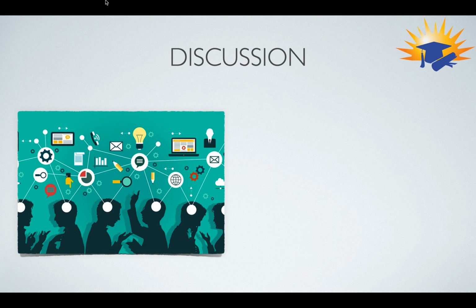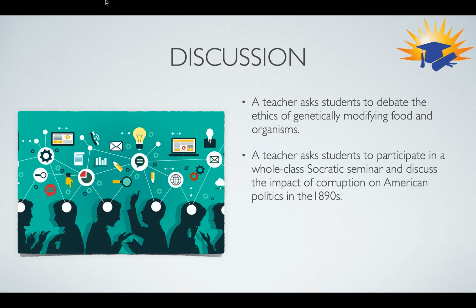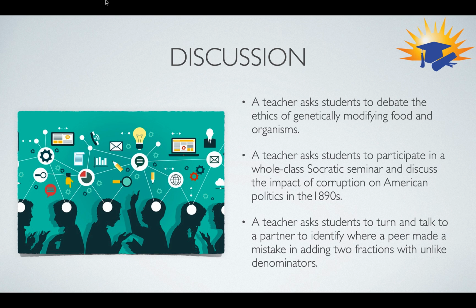Some examples from Lemov include: a teacher asks students to debate the ethics of genetically modifying food and organisms. A teacher asks students to participate in a whole class Socratic seminar and discuss the impact of corruption on American politics in the 1890s. A teacher asks students to turn and talk to a partner to identify where a peer made a mistake in adding two fractions with unlike denominators.